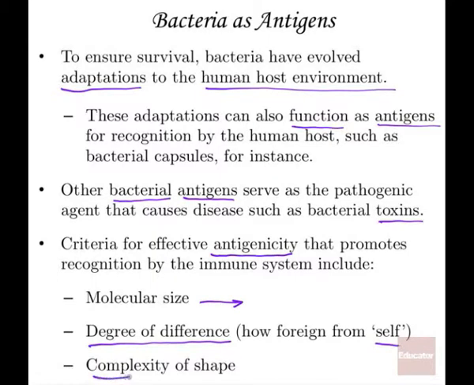Also, the antigens need to be complex in shape. So if they, again, resemble a cell, for instance, maybe they won't be detectable. But if, on the other hand, they're very complex in shape, then that facilitates a stronger or a better, a more refined level of recognition.